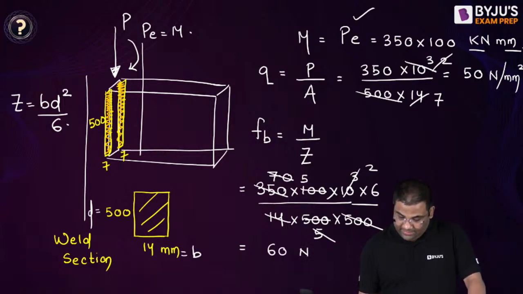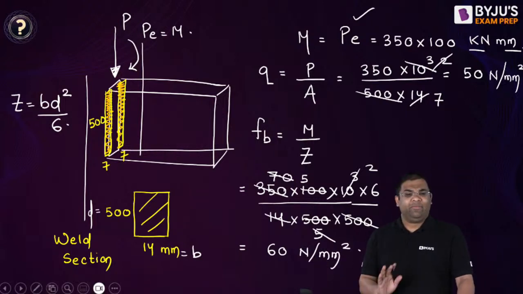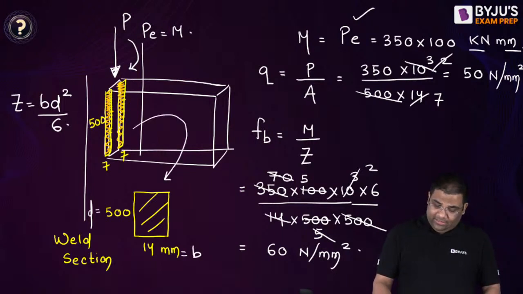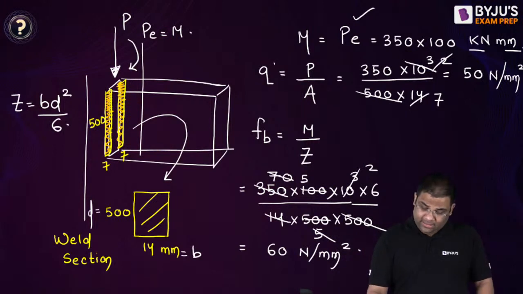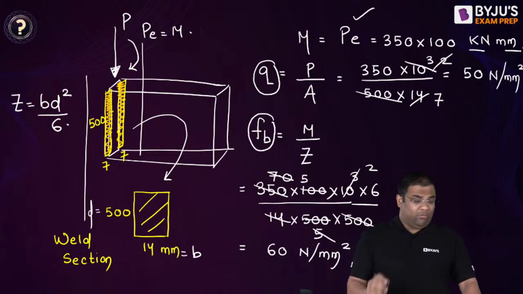Yes, you are getting 60 Newton per mm square. Okay, so very easy. We drew the weld section. The weld section is rectangular, so we transferred the load. Due to load, there is shear stress, which is load by area. And due to bending, there is bending stress. Bending stress is M by Z. So we found out both.